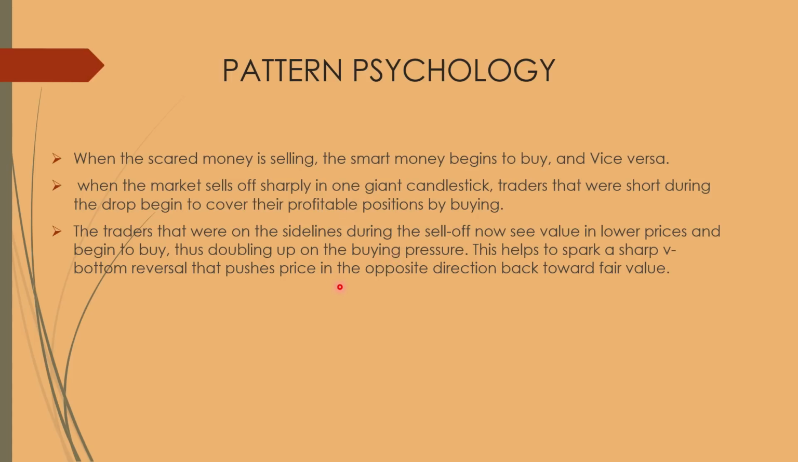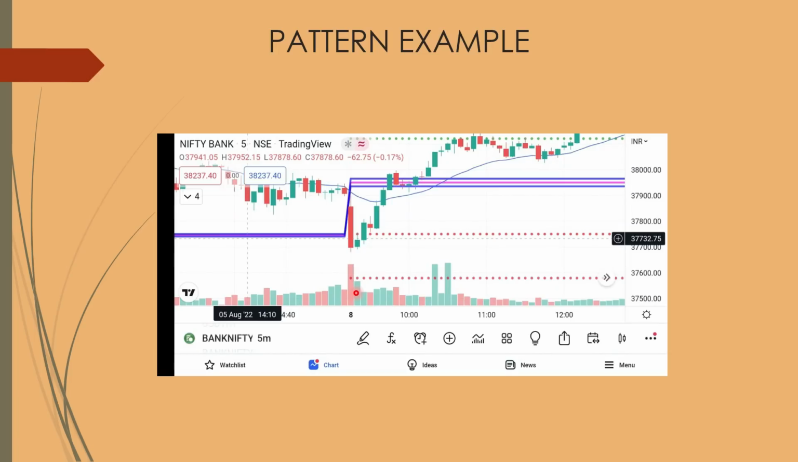Pattern psychology. When the scared money is selling, the smart money begins to buy, and vice versa. When the market sells off sharply in one giant candlestick, traders that were short during the drop begin to cover their profitable positions by buying. The traders that were on the sidelines during the sell off now see value in lower prices and begin to buy, thus doubling up on the buying pressure. This helps to spark a V shaped bottom reversal that pushes price in the opposite direction back towards fair value.